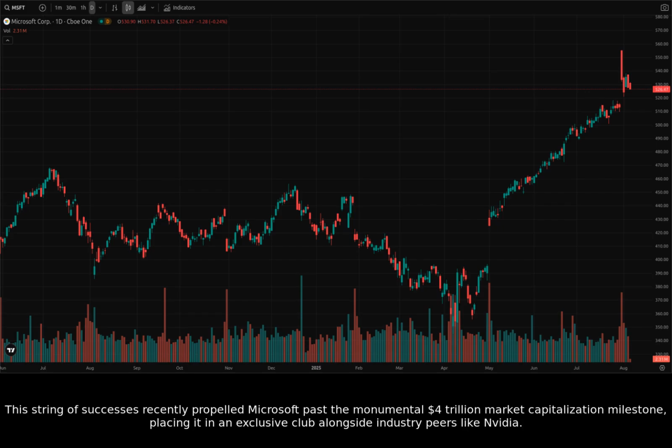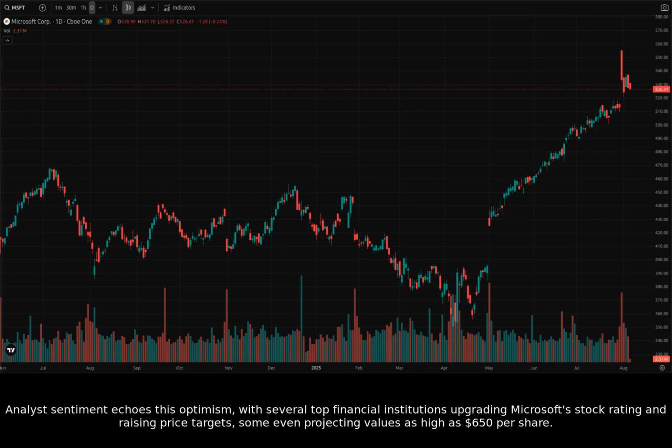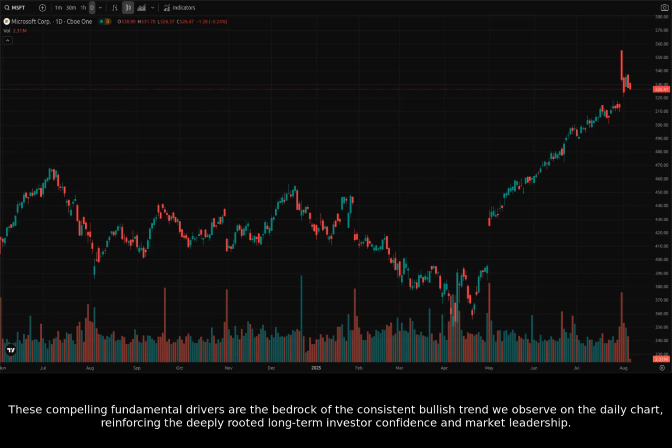This string of successes recently propelled Microsoft past the monumental $4 trillion market capitalization milestone, placing it in an exclusive club alongside industry peers like NVIDIA. Analyst sentiment echoes this optimism, with several top financial institutions upgrading Microsoft's stock rating and raising price targets, some even projecting values as high as $650 per share. These compelling fundamental drivers are the bedrock of the consistent bullish trend we observe on the daily chart, reinforcing the deeply rooted long-term investor confidence and market leadership.